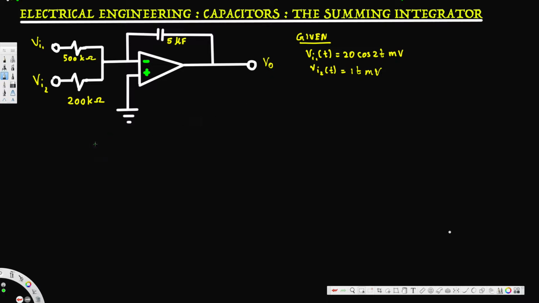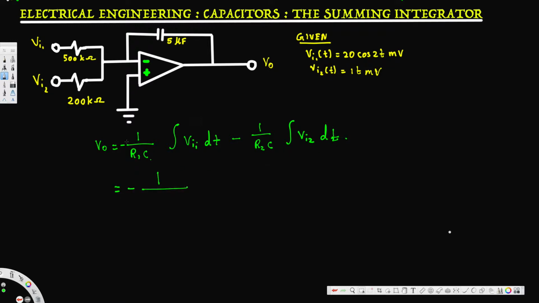To find the output voltage for a summing integrator, we use this equation. V output is equivalent to 1 over, we have 2 resistances, so 1 over R1C first, and then integration of Vi1 dt, and then minus, also I had to put a minus right here, minus again 1 over R2C integration of Vi2 dt. Okay, now let's go ahead and plug in the values.